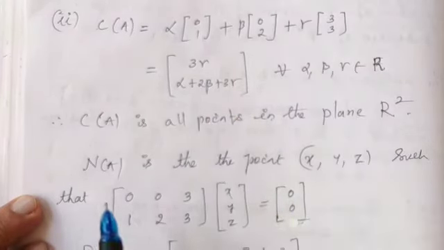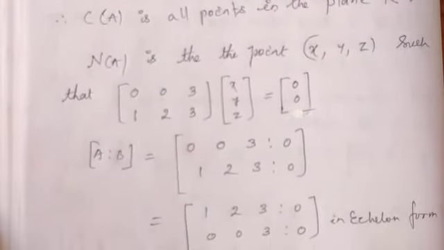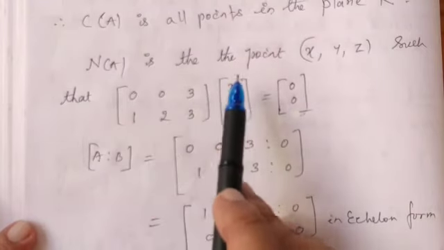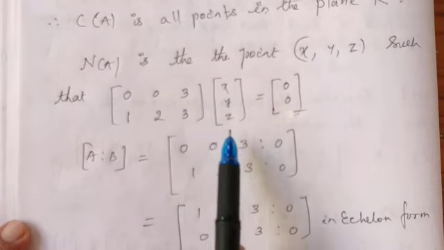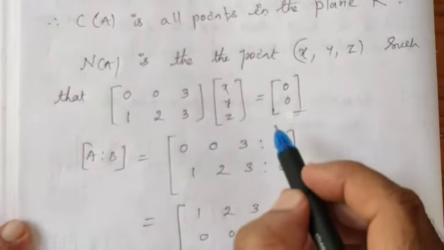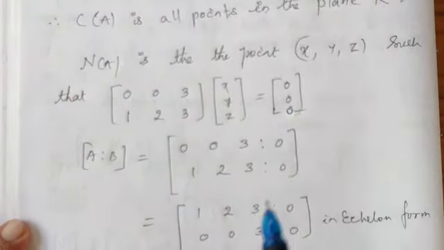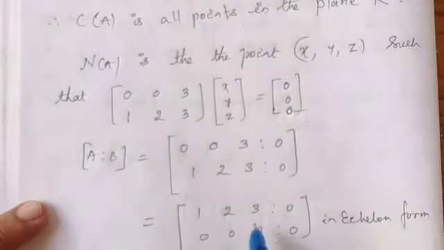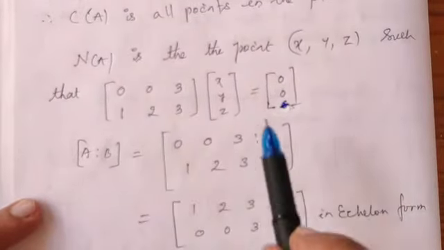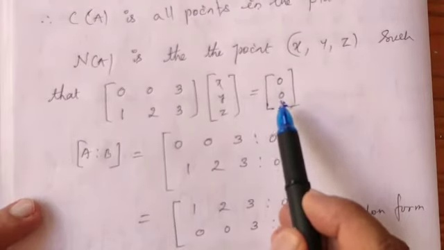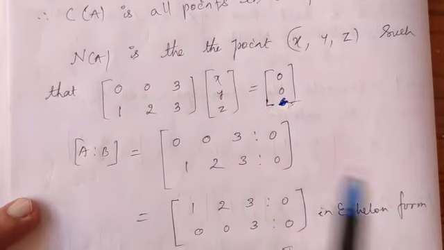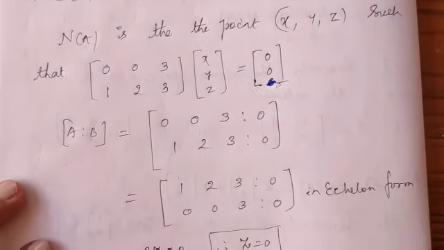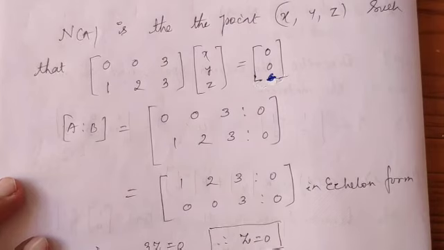Now what is N of A here? N of A is the null space of A, which is the set of points (x, y, z) such that the matrix times the vector is equal to 0. The right-hand side is (0, 0). Now I will write the augmented matrix. What is the augmented matrix? The augmented matrix is 0 0 3 | 0 and 1 2 3 | 0.